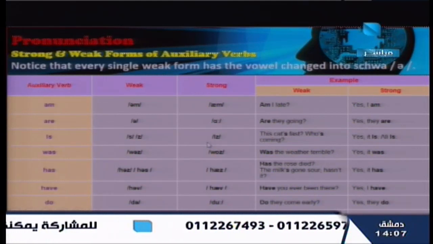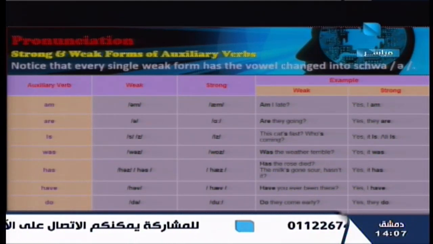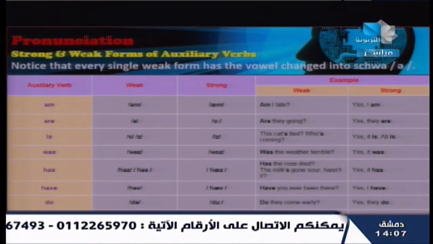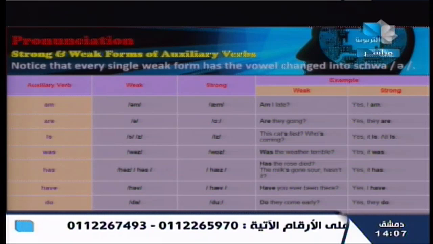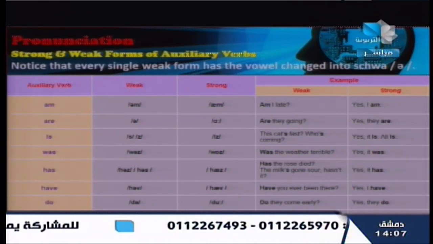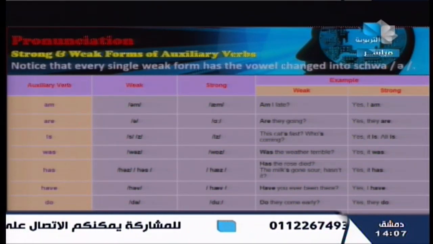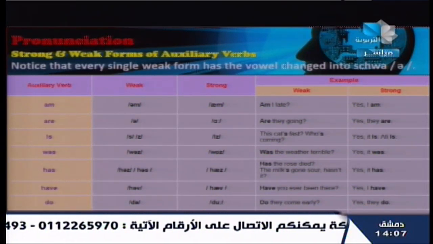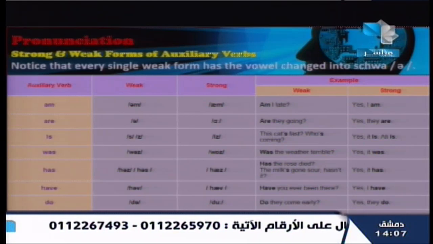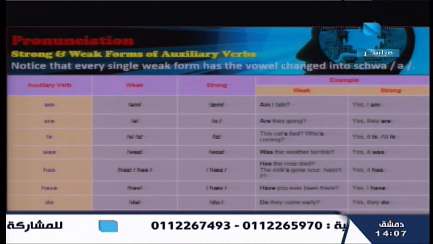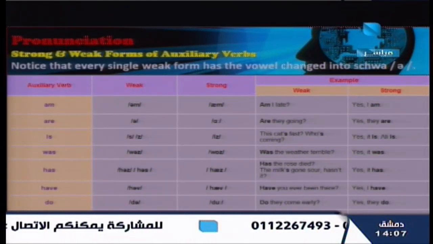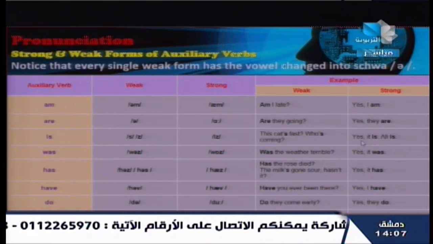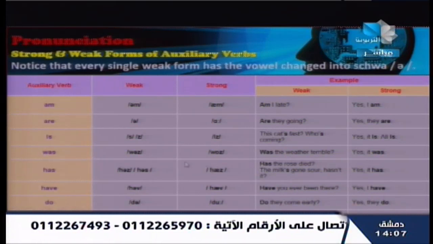For example, if it is a weak form, the cat's fast. So it could be S or Z. This cat's fast. Here we use the weak form of is, which is S. Yes, exactly. But it has another weak form, which is Z. Who's coming? Who's coming? This is what you mean. Yes, exactly. And the strong form: yes, it is, or yes, Ali is. Is, we pronounce it strongly.